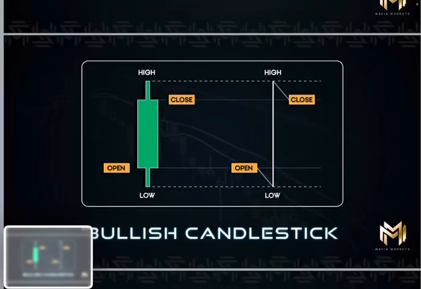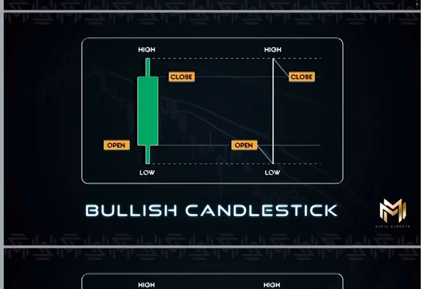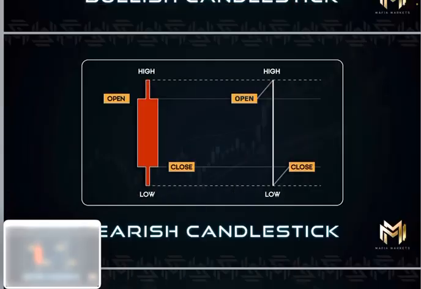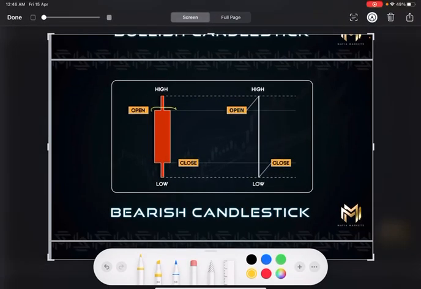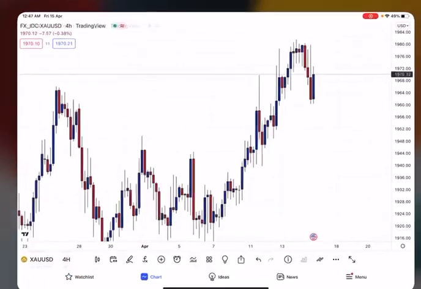Bullish candle. Okay? Open, high, low, and close. If I was to use these points as points of reference to draw a line, it would go along like this: open, low, high, and close. And then subsequently for the bearish candle: open, high, low, and close. Make sense? Let's have a look at a real-life chart example to make it a little bit easier and practice.